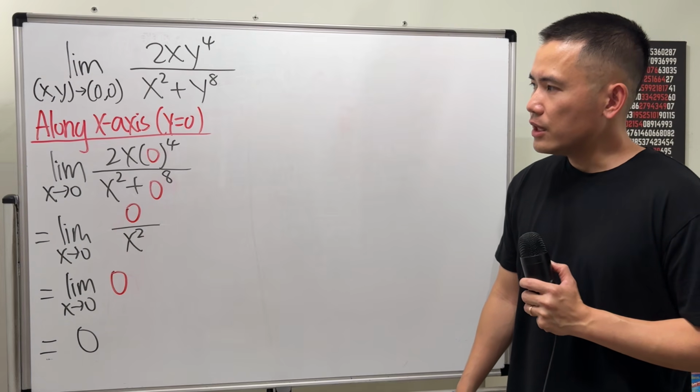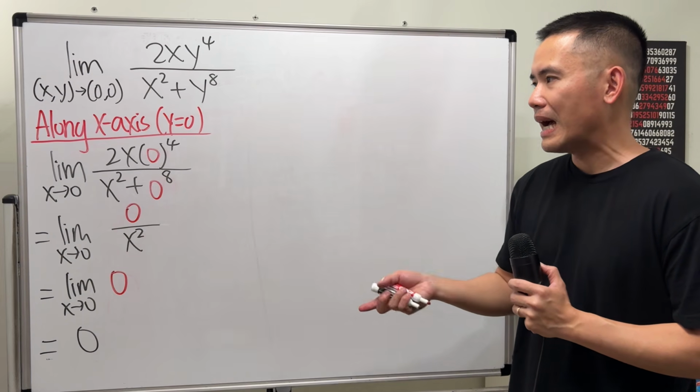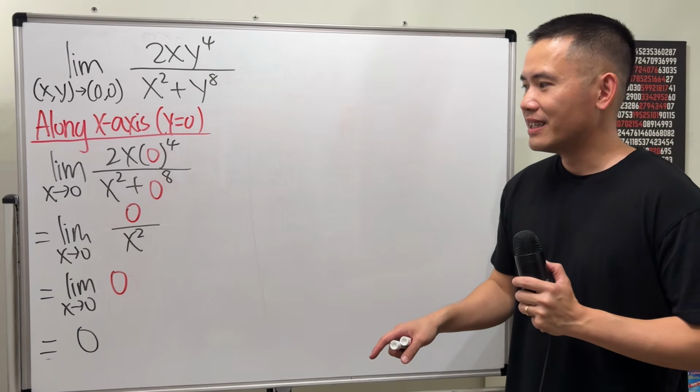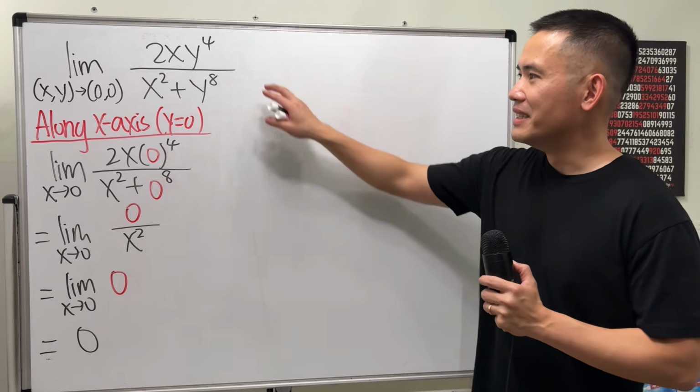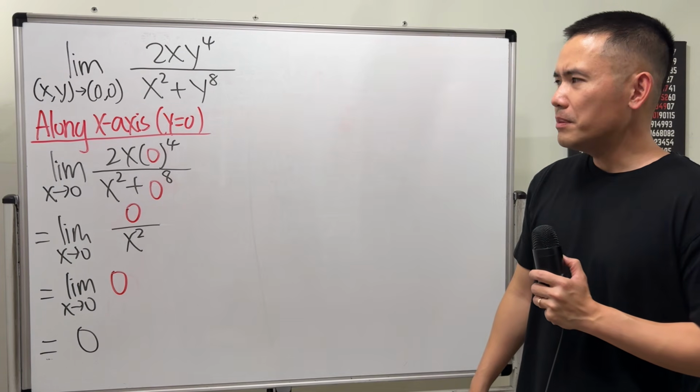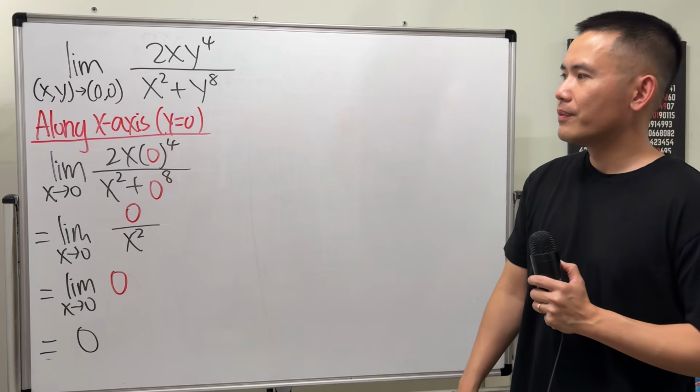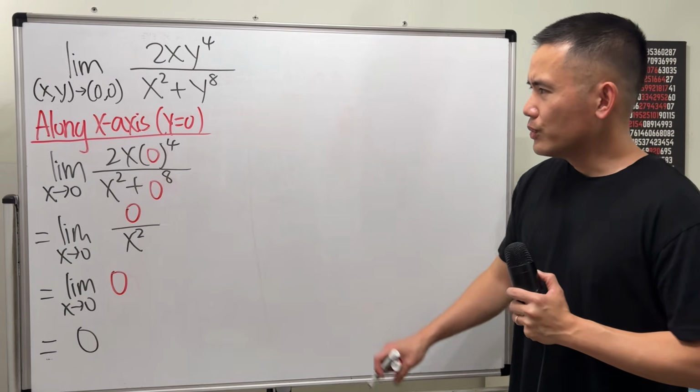It's actually easier to try to come up with a different path that gives you a different limit, so that we can actually say this limit does not exist. So maybe that would be a better strategy. Okay, what do we do next though?